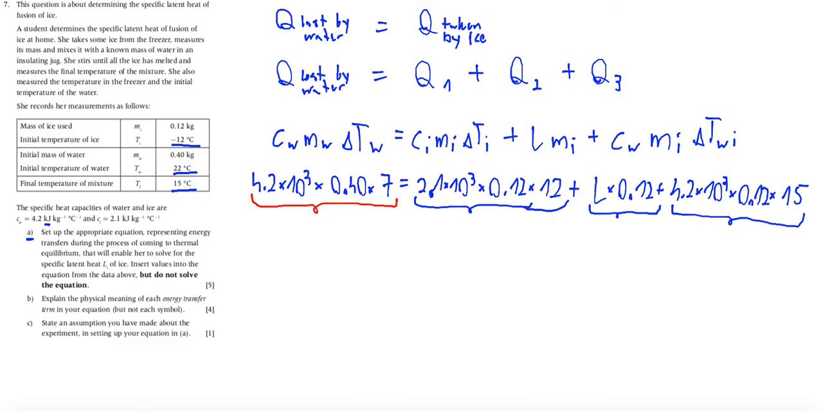State an assumption you have made about the experiment in setting up your equation in A. Okay, so I've assumed that no thermal energy is lost to the surroundings, so all energy which is lost by water is transferred in the form of heat to the ice.